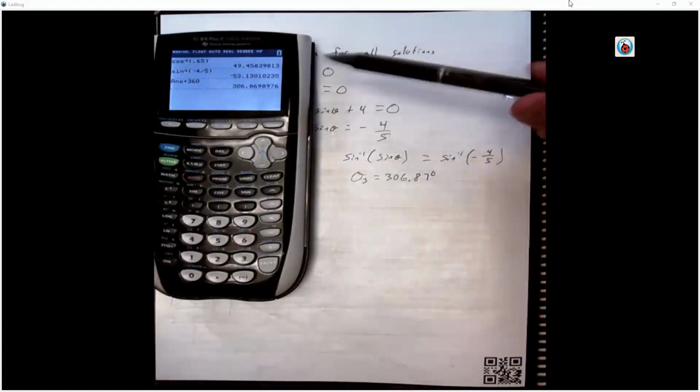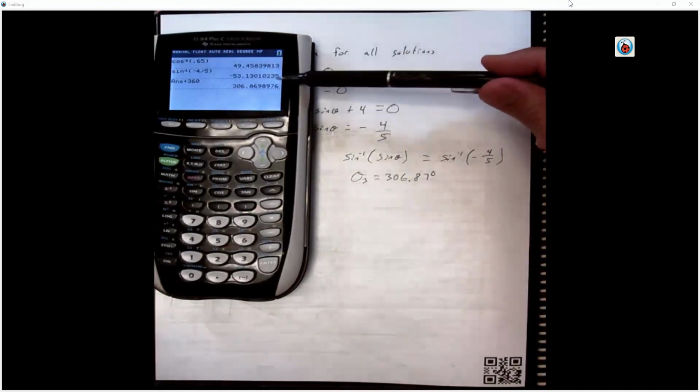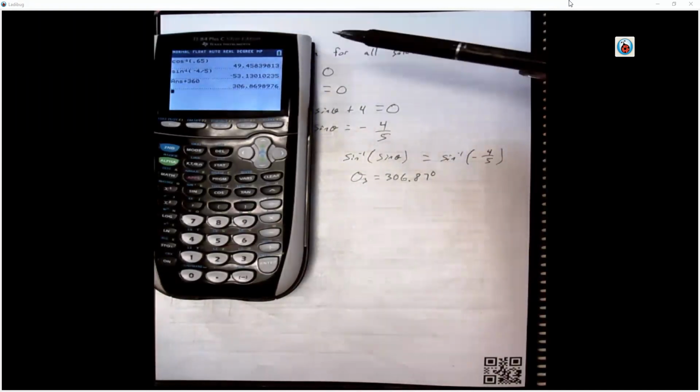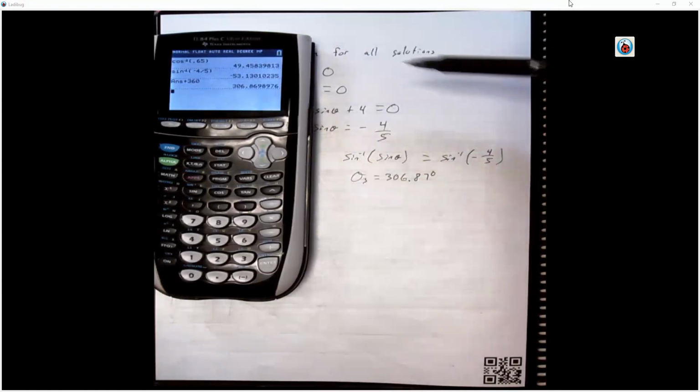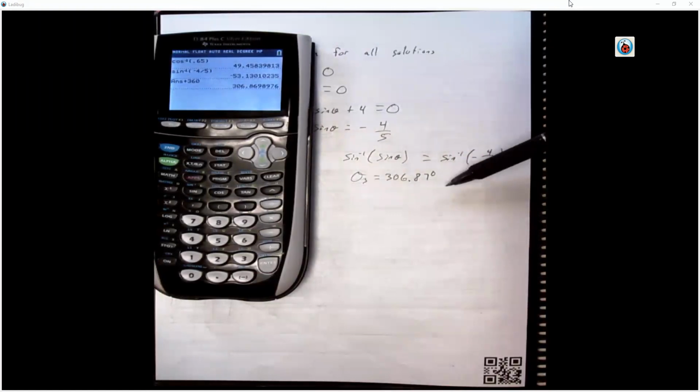All right, so the calculator gives me a negative angle. So if I add 360 to it, I'll get the positive version. I'm going to subtract 180. We double check everything.